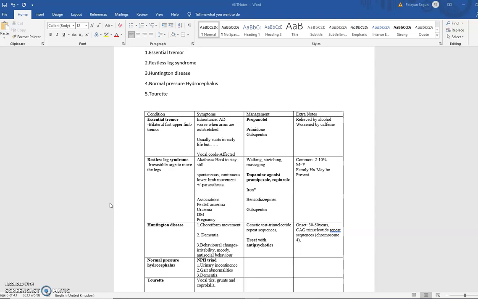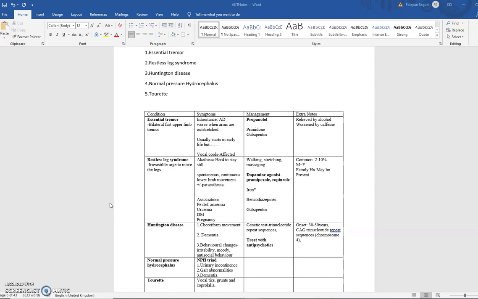Essential tremor is a condition characterized by bilateral fast upper limb tremor. This condition is inherited as an autosomal dominant condition. The tremors are worse when the arms are outstretched. For example, if somebody that has essential tremor wants to pick up a cup of wine, the tremors get worse. Although the tremors are still there when the person is at rest, when he tries to hold something, the tremors show up a lot.